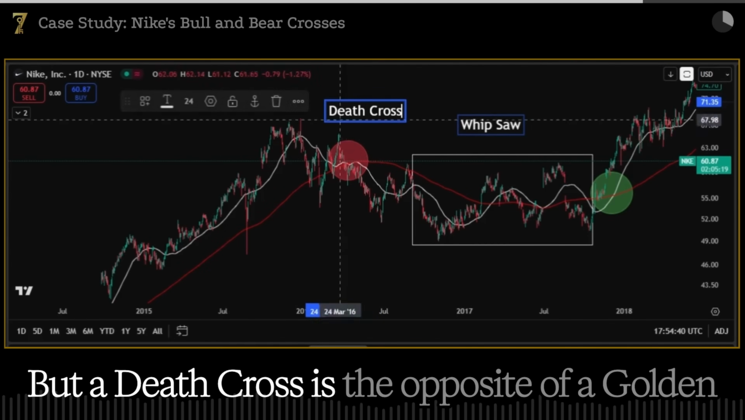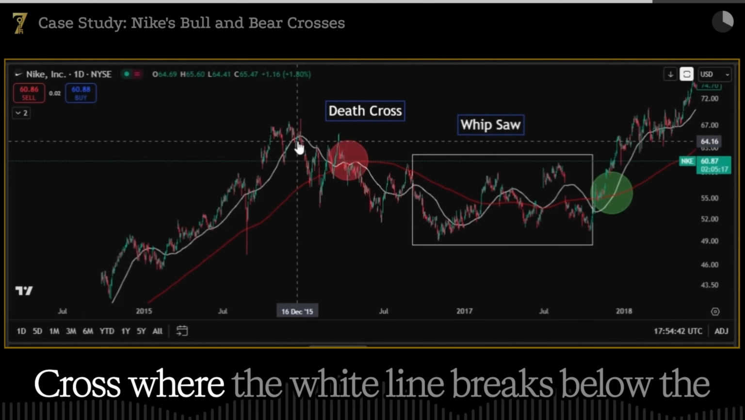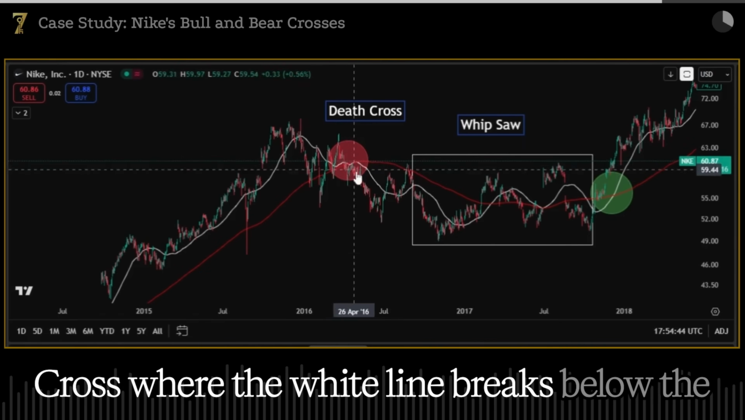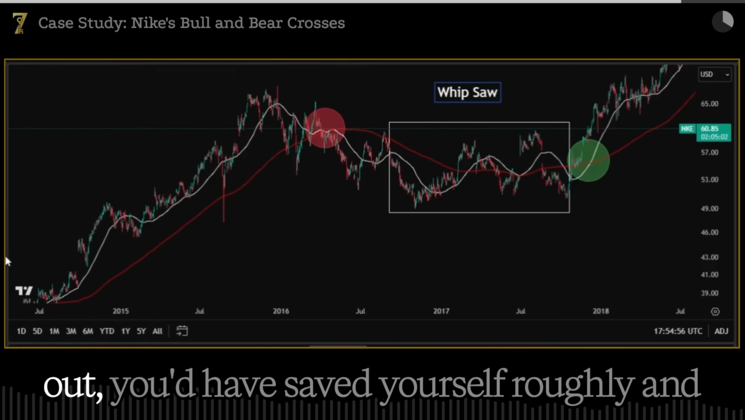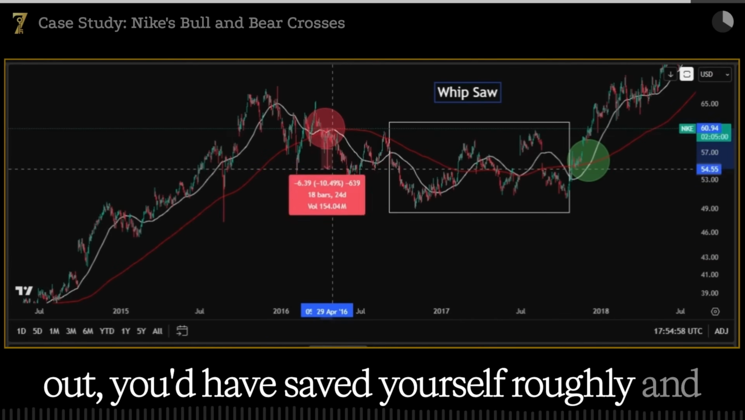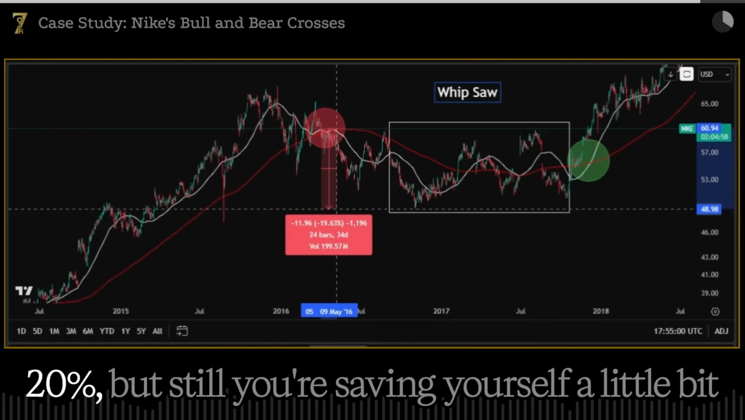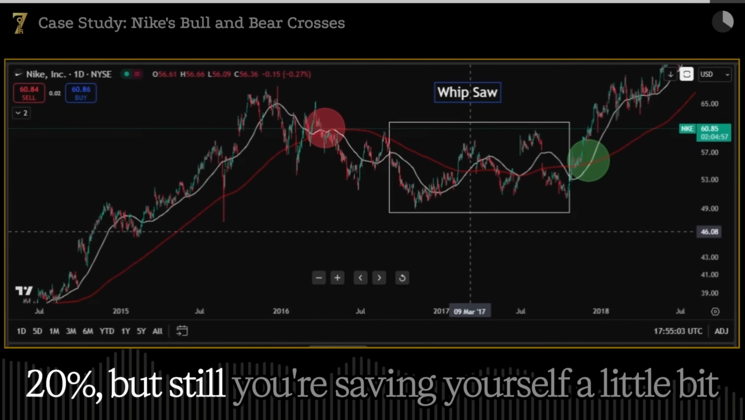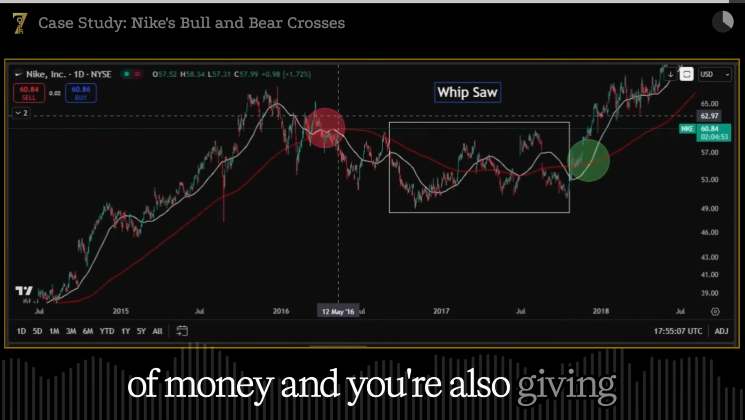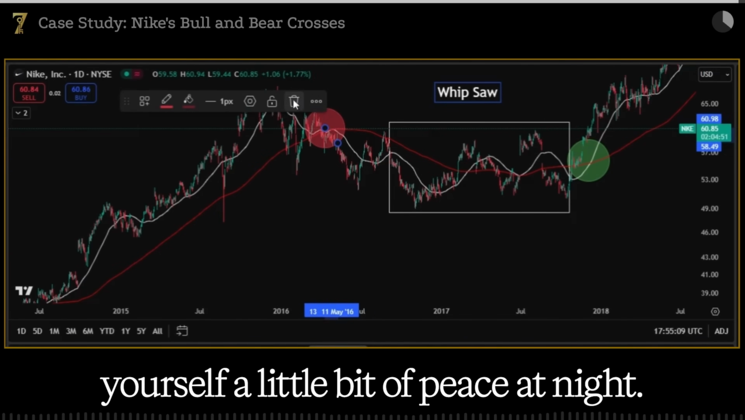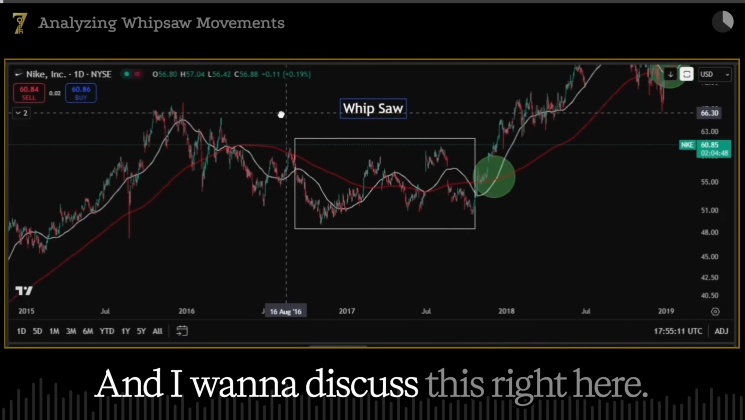But a death cross is the opposite of a golden cross, where the white line breaks below the 200 daily moving average. And had you gotten out, you'd have saved yourself roughly, and again, this is a rough guesstimate here, about 20%. But still, you're saving yourself a little bit of money, and you're also giving yourself a little bit of peace at night. So I'll get rid of that, and I want to discuss this right here.